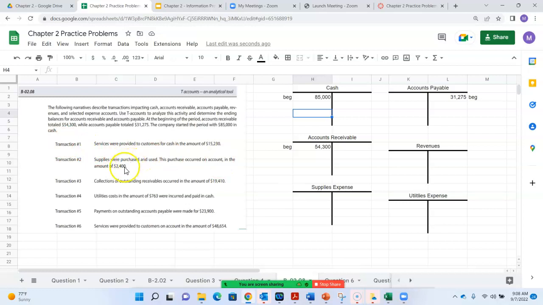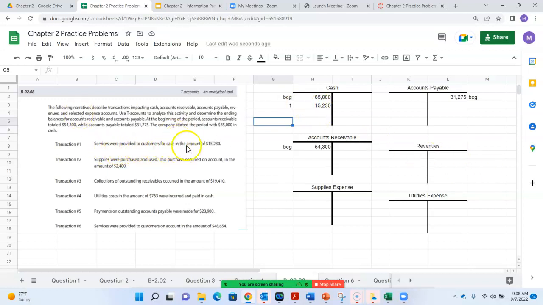So transaction number 1. Services were provided to customers for cash in the amount of $15,230. Okay, well, we've got two accounts that are going to be impacted by this transaction. Cash goes up, right? The company's receiving cash, so let's put that in there, of $15,230. And I'm going to write a little 1 next to this just so we know, hey, this relates to transaction number 1. The other account that's impacted by this is revenues, right?